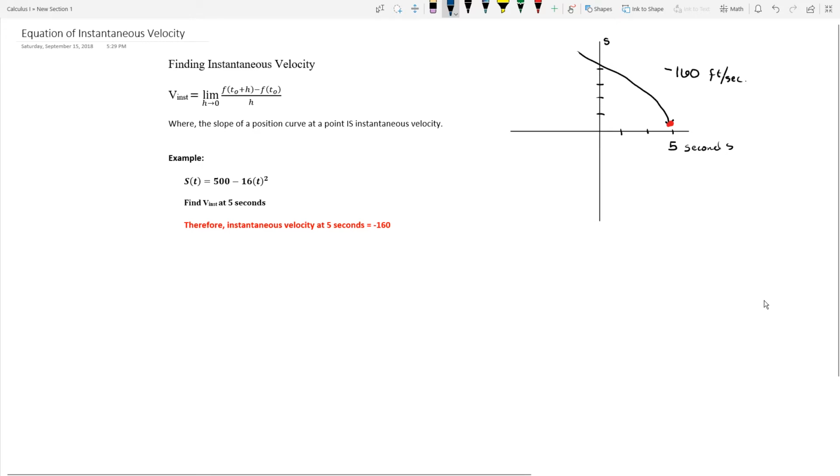In the last video, when we found the instantaneous velocity at 5 seconds, we found out that it was traveling at negative 160 feet per second, and of course, a negative value means that its trajectory is heading towards Earth, you could say, rather than away from Earth. So it's traveling down.